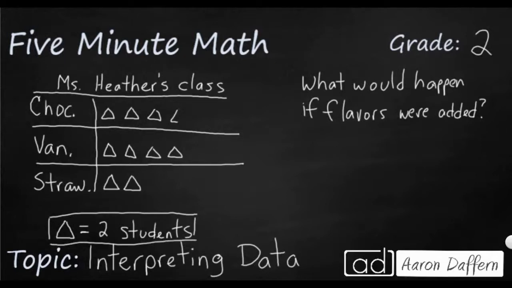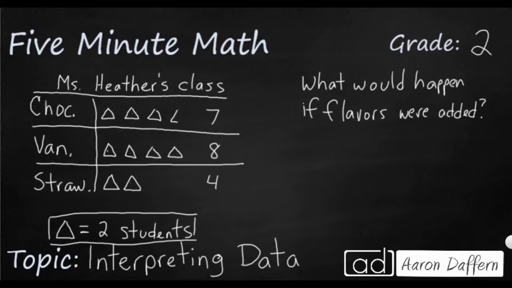I've got 2, 4, 6, then I've got half of a triangle. So that's going to make 7, because half a triangle is going to equal 1. 2, 4, 6, 8 for vanilla, and then 2, 4 for strawberry. So there's my 19 students. Sometimes you're going to see a pictograph, and you might get a question like, what would happen if? And they just want you to make a prediction. What would happen if something changed about this graph?